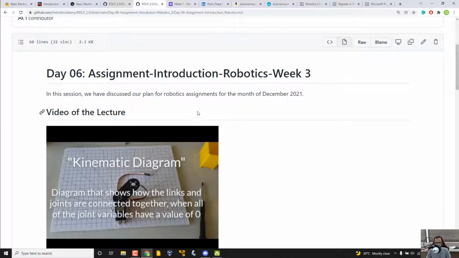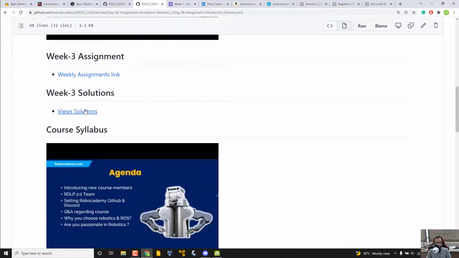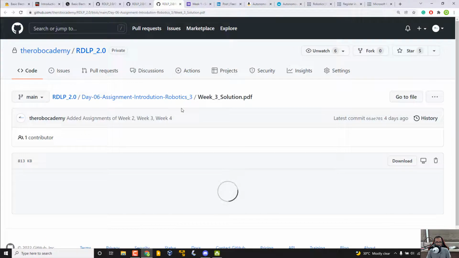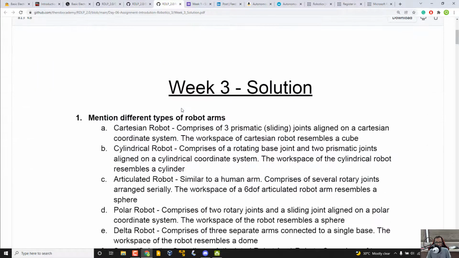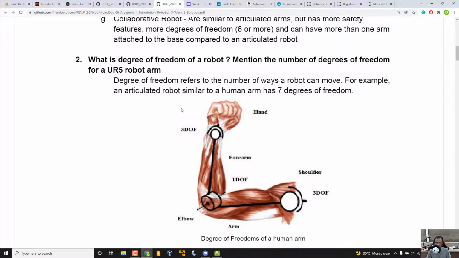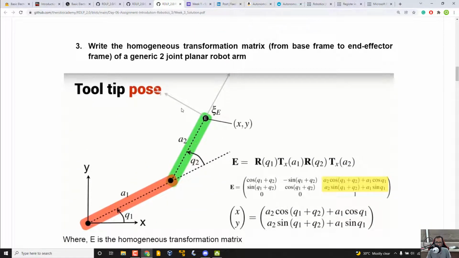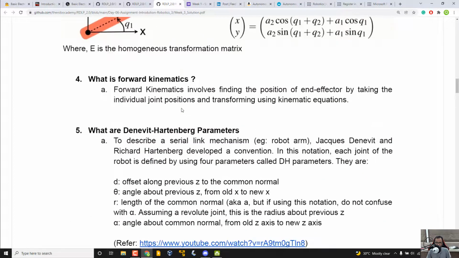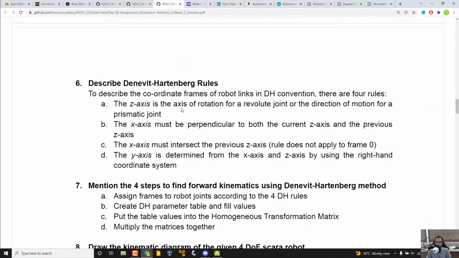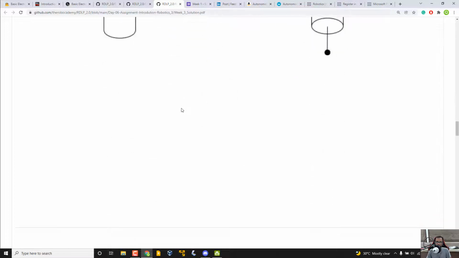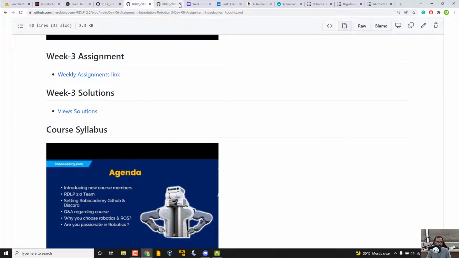kinematics, and different kinds of robotic arms. That is good. And then homogeneous transformation matrices, forward kinematics, DH parameters. Again, very important concepts.